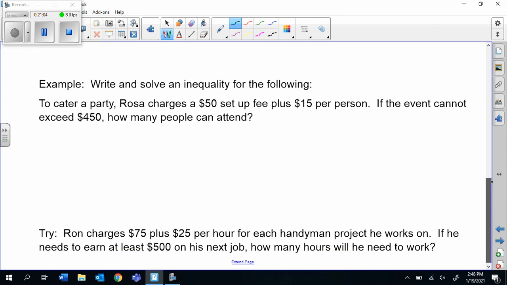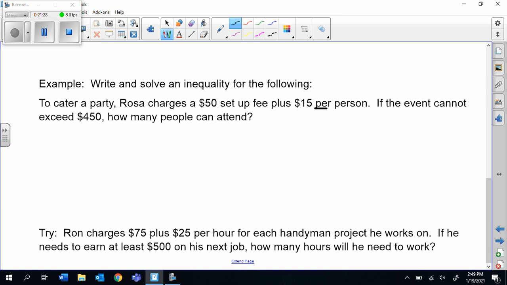Let's do a few word problems here. It says write and solve. To cater a party, Rosa charges a $50 setup fee plus $15 per person. This type of word problem was also covered in 2.5. I chose not to do it so that it wasn't one more thing. We could cover it right here.